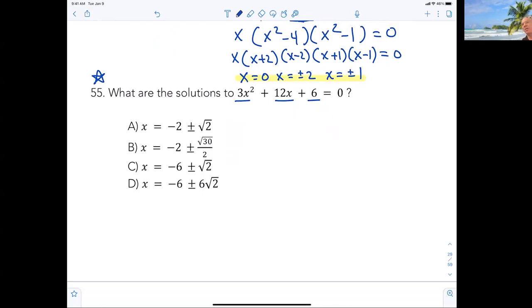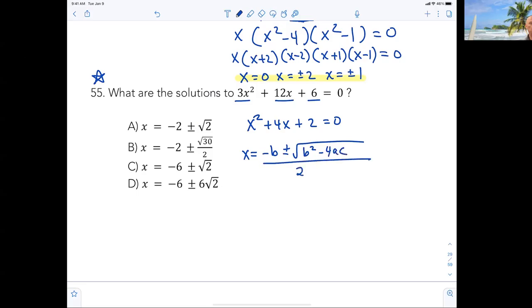So again, I always tell kids it's not in a hurry, right? You want to be accurate. So does everybody agree I'm dividing everything through by 3? So I have x squared plus 4x plus 2 equals 0. And now it doesn't factor, so I'm doing the quadratic formula. So again, x equals negative b plus or minus the square root b squared minus 4ac all over 2a. Everybody needs to know that for the test.